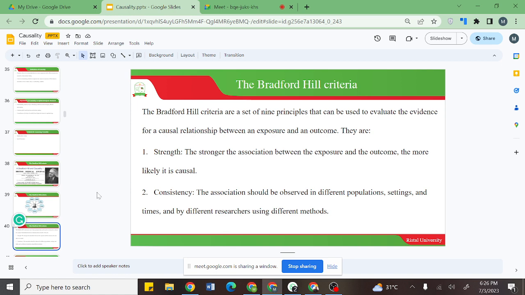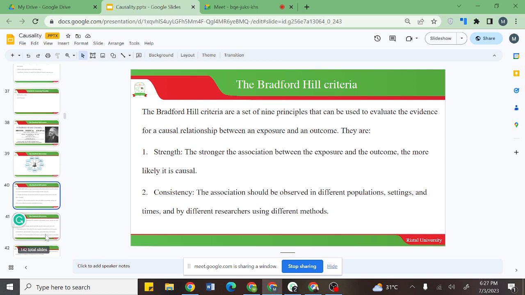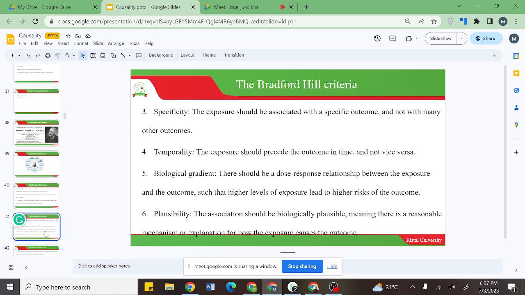If you find out that people who are staying in the US, when they smoke, they don't get lung cancer, and when you come to Africa, when they smoke, they get lung cancer, then there's likelihood that the exposure is not linked to the disease. I hope that is very clear. So you move to the third one, which is specificity. Okay?